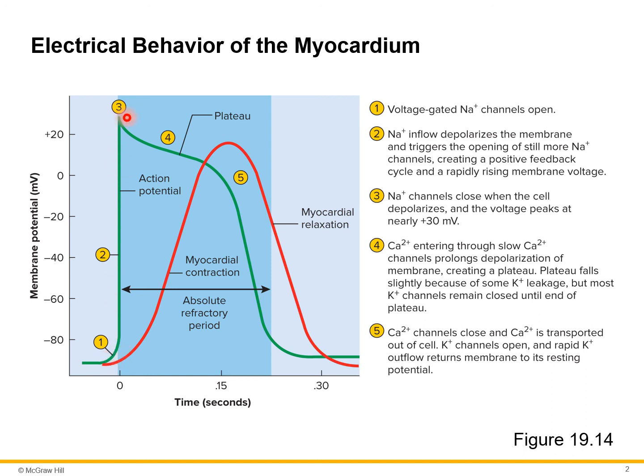So you see the green line over here is the action potential itself, and the red curve is the muscle tension. So the muscle tension rises, and after the absolute refractory period, you can see the muscle tension rapidly falls.